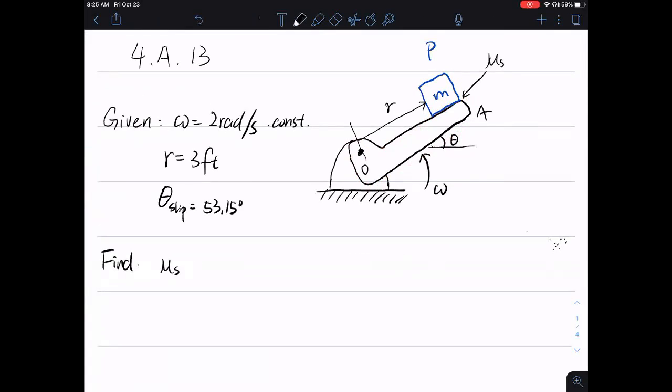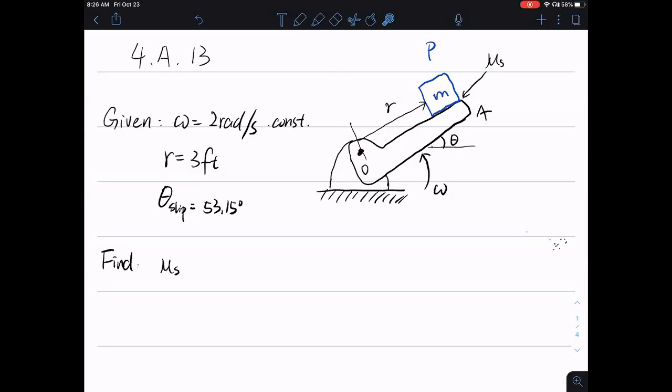It's pinpointed at point O, which means it can only rotate about point O. And on top of this arm, we have a block P. The block P is sitting on top of that arm, and there's some friction coefficient between that block P and the arm. We know the coefficient of friction is mu_s. And this arm is rotating counterclockwise with a speed omega, and that omega is constant. We also know the distance from O to P, R, is 3 feet.